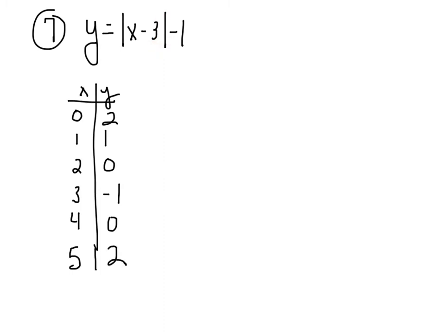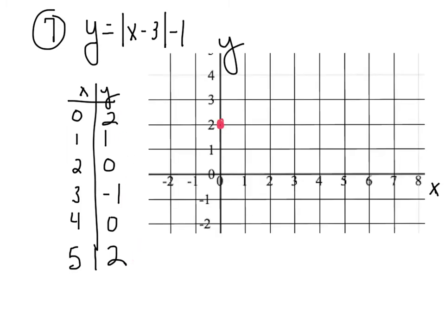Now it should be fairly easy. You guys should have no problem plugging in these x values into a simple equation. But notice what here is happening to your graph. Let's graph it. So I'm going to graph 0, 2, 1, 1, 2, 0, 3, negative 1. It looks like a line, but then 4, 0, 5, 2. Absolute value graphs will always look like a V. And there is your answer.